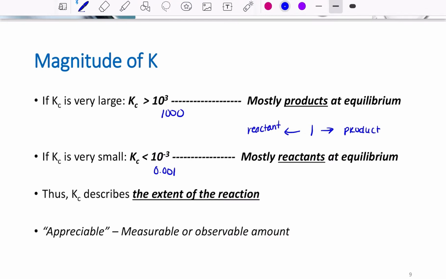But if we have large Kc values, it's mostly products. You have very little reactant present. And if it's a very small Kc value, then mostly reactants are present. We have very little product. So what Kc is telling us is the extent of the reaction. It's telling us, how much do I have? What is the extent of this reaction? Appreciable, meaning a measurable or observable amount, has the reaction produced an appreciable amount of product? Or is there an appreciable amount of reactant still present?